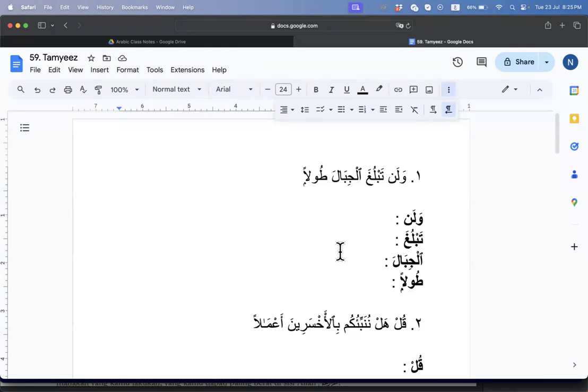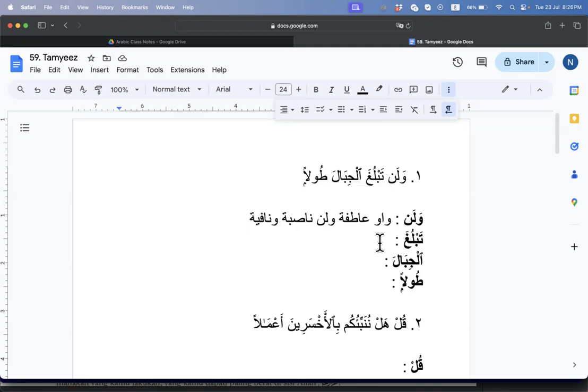So walan. This one, the waw is atifa. Lan is harf nasibah. Nasibah, and what does it do? What's the translation of lan? Never. So it's a kind of mustaqbal, nafiyah. That's the word I'm looking for. Nafiyah, but yes, also mustaqbal.